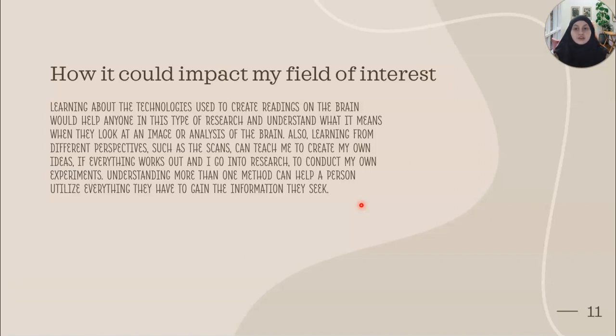Learning about the technologies used to create readings of the brain would help anyone in this type of research and understand what it means when they look at an image or analysis of the brain. Also, learning from different perspectives, such as the scans, can teach me to create my own ideas, if everything works out and I go into research, to conduct my own experiments. Understanding more than one method can help a person utilize everything that they have to gain the information that they seek.